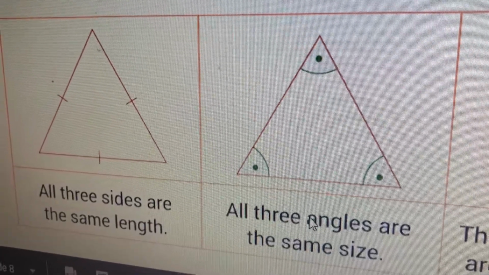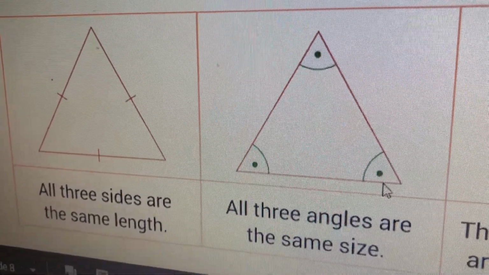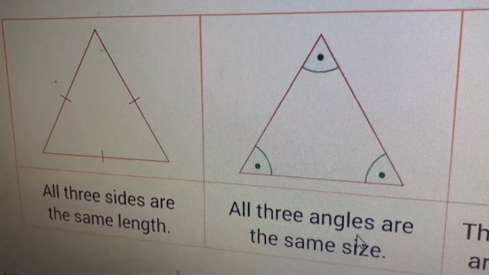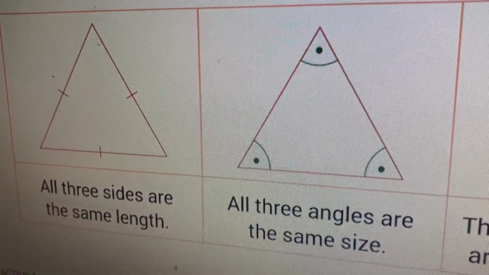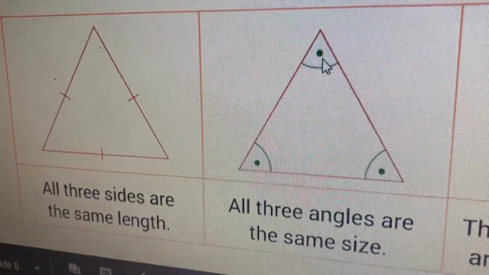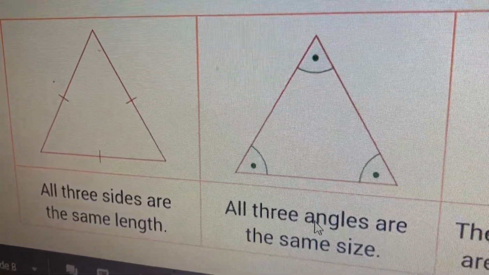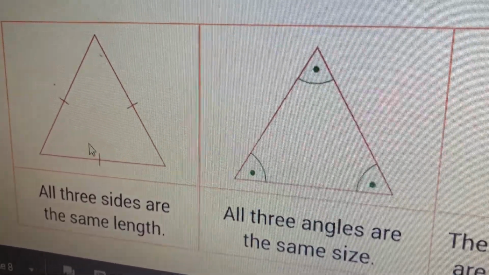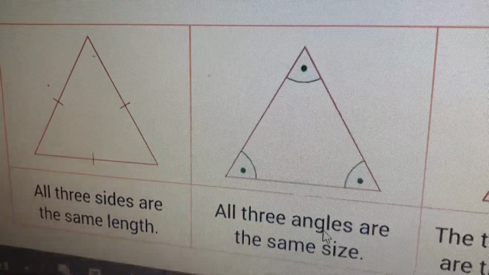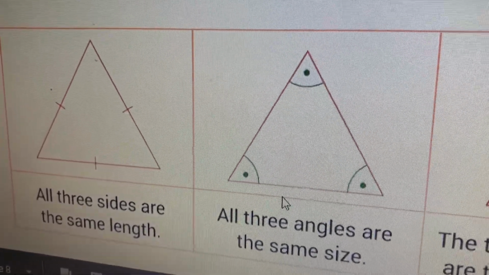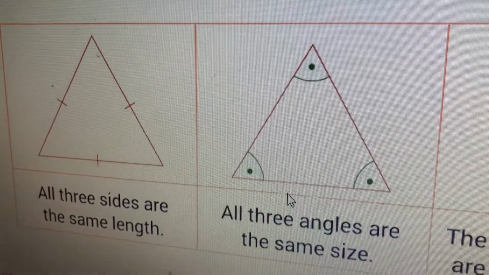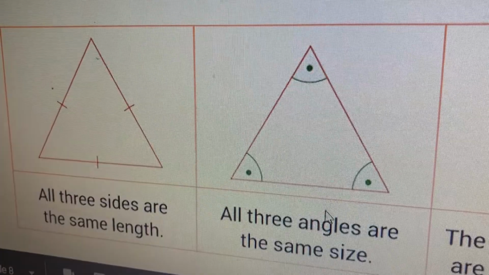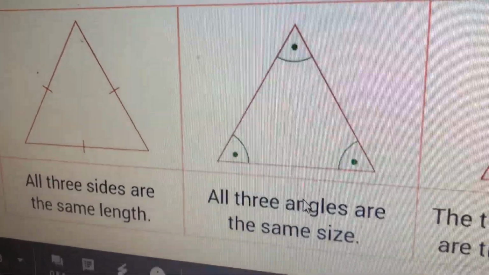Can you guess how much each of these 3 angles will measure in degrees? If you said 60 degrees, you'll be correct. It doesn't matter how big the triangle is, if all 3 angles are the same and all 3 sides are the same length, then it's an equilateral triangle. And every equilateral triangle that exists has all 3 angles in its vertices of 60 degrees.